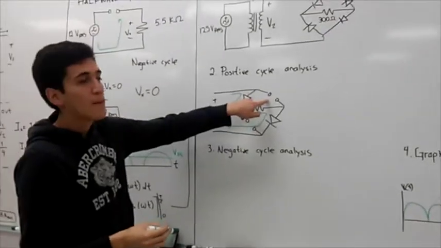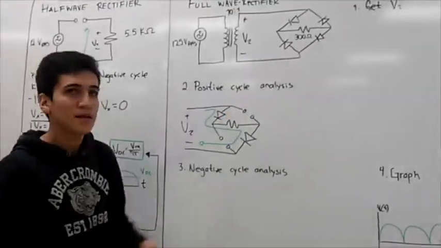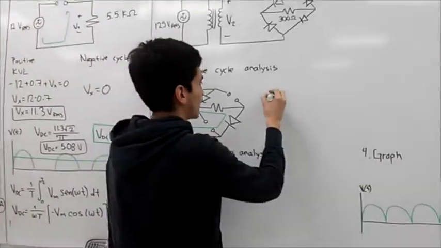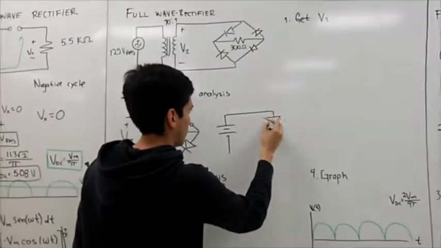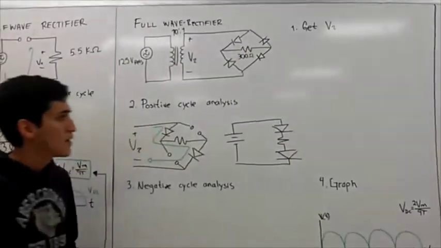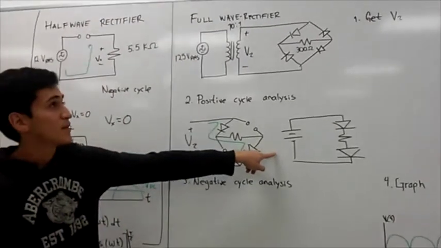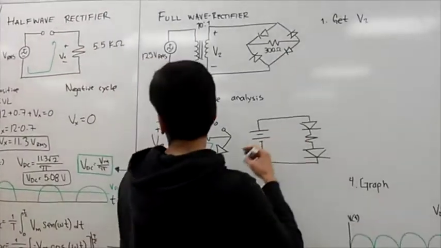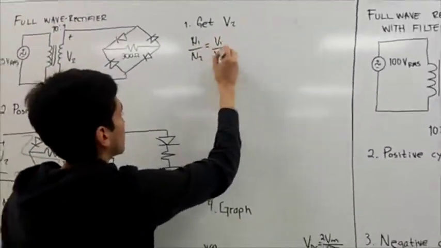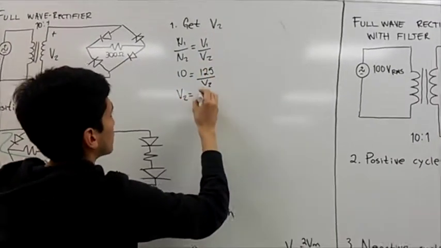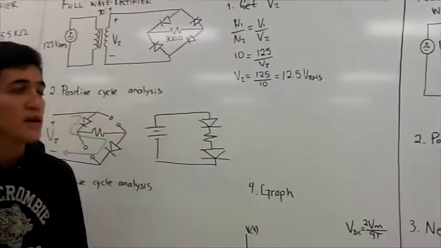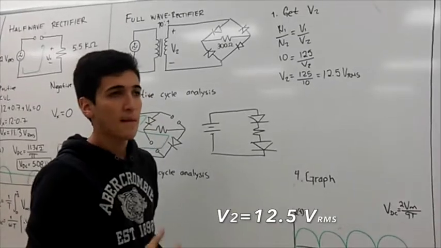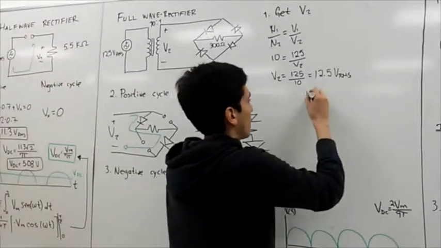In the other diodes, it will behave as an open circuit because it is going against the current. So the circuit we're going to have is going to be something like this. So it is easier to analyze. So here, the first step is to get V2. So you go again with the transformer. Here we have that our voltage out is 12.5 volts root mean squared. So we need the peak value of the voltage that is given by this formula.